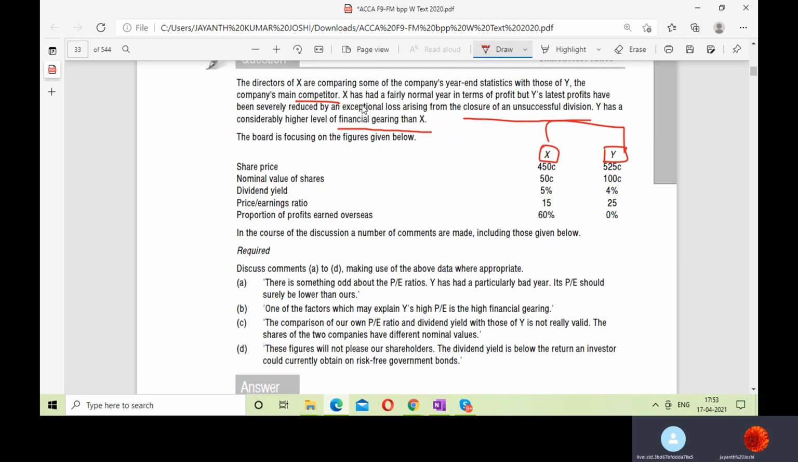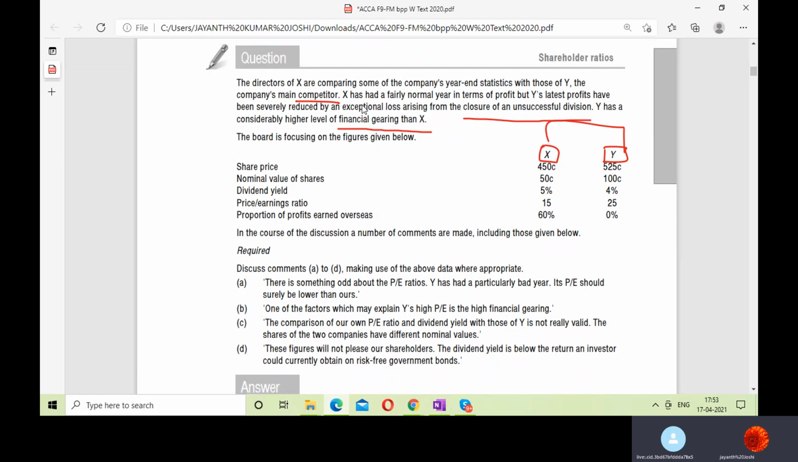What do you mean by financial gearing? They have debt taken, or more debt compared to equity. Am I right? Yeah.